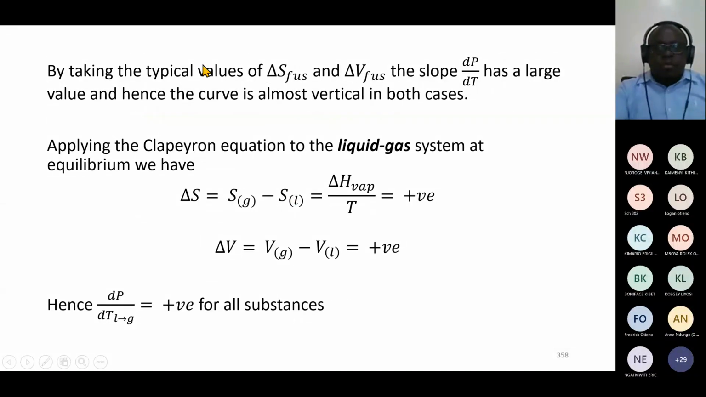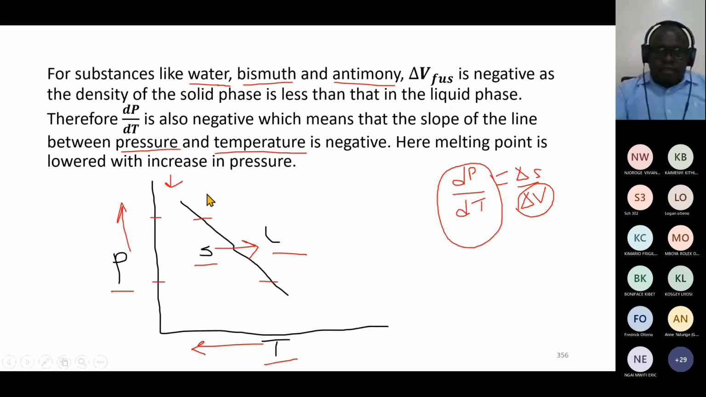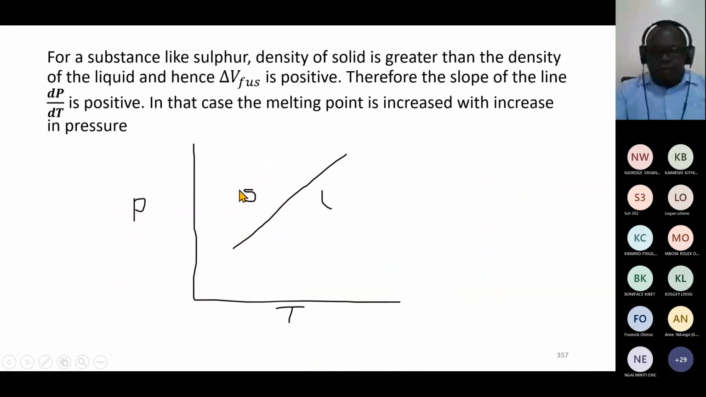Now, when you take typical values of delta S fusion and delta V fusion, the slope dP over dT has a large value. Hence, the curve is almost vertical in both cases. In both of these two examples that I've given, because we have very large values for dP over dT, the slope is very steep. It's almost vertical for the two cases.